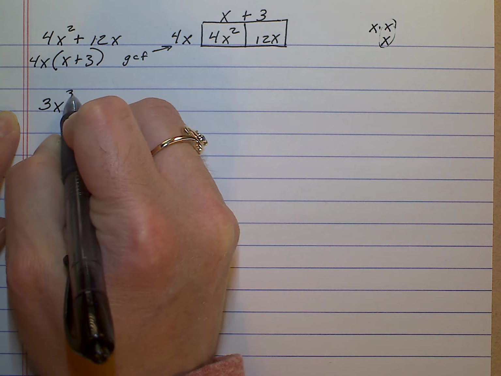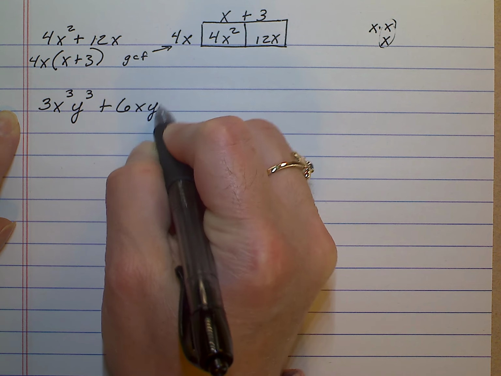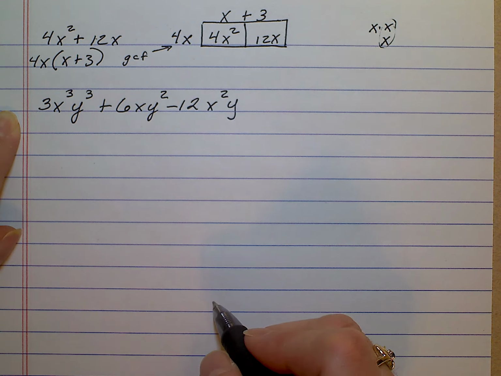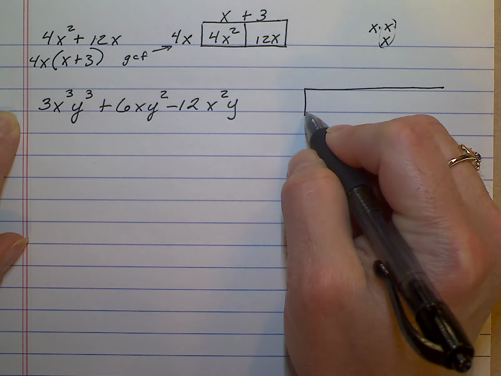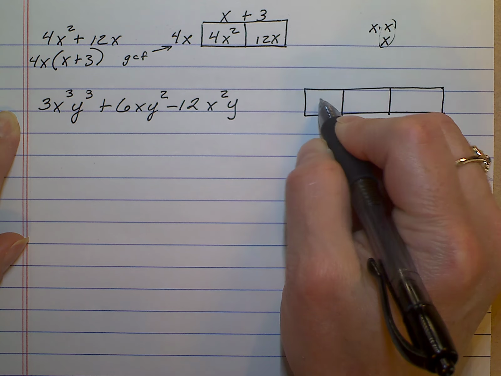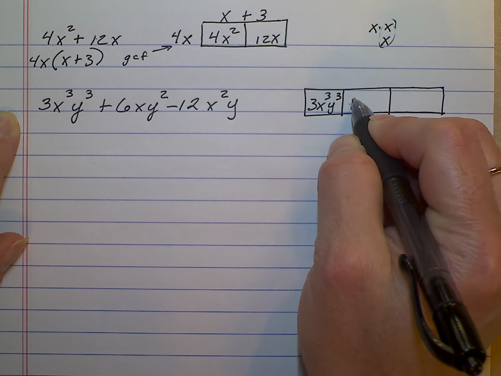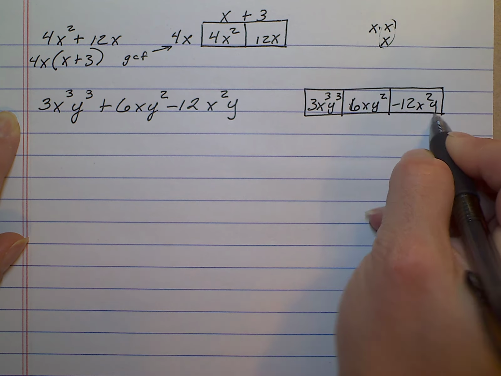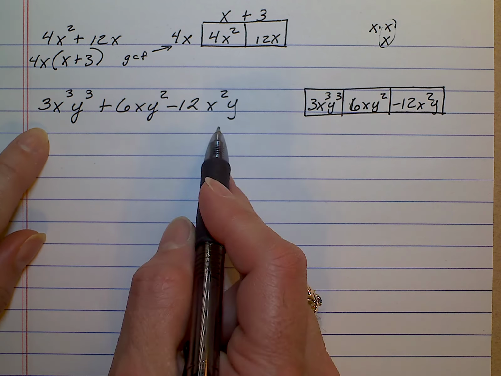I have 3x to the third, y to the third, plus 6x y squared, minus 12x squared y. I'm going to do this with the area model again. I think it's a good way to begin visualizing. Okay, I need big boxes here. I'm going to put 3x to the third y to the third, 6xy squared, and minus 12x squared y all in my boxes. Those are my areas because they're the terms of the polynomial.